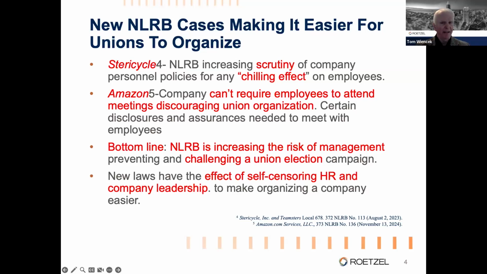Amazon. This is a case that was getting a lot of press because it eliminated what's called captive audience speeches. So now you can no longer require employees to attend meetings to discourage union organization. There are certain disclosures and assurances that are needed in order for you to meet with employees, and we'll go over those standards a little later.